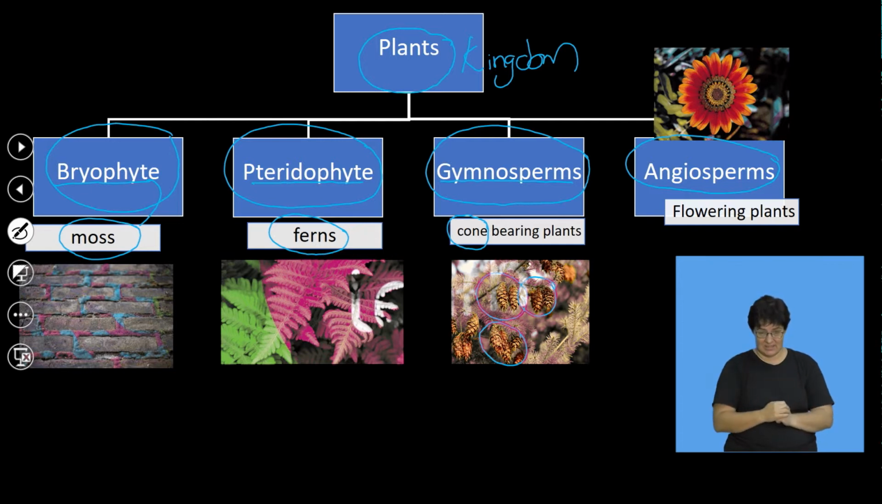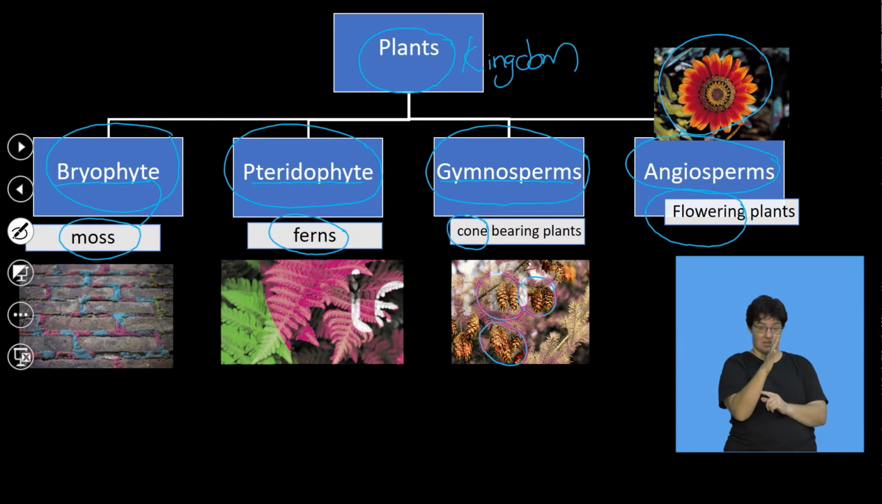Then the last group of plants that we're going to look at is called Angiosperms, and Angiosperms are any plant that produces a flower. So we're taking our plant kingdom and we're going to divide it into the 4 groups, and we're going to look at the specifics of what is in those 4 groups.